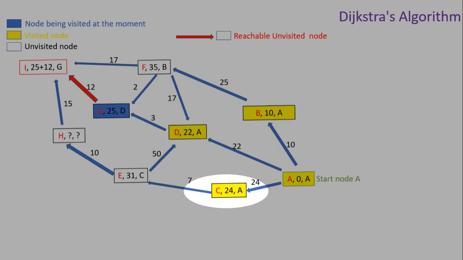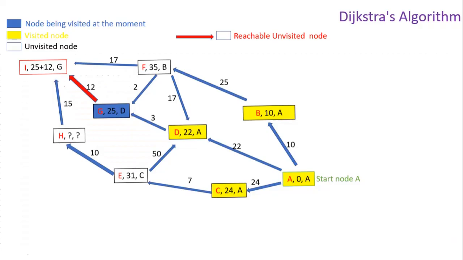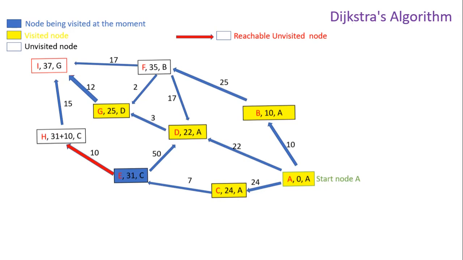Now we mark node C with yellow, and continue to visit G, because it has the smallest best cost of the unvisited nodes. From G we reach node I. We replace the best cost of it with the value 37, which is the best cost of G plus the edge GI length, and replace the previous node value with the node G. Mark G as visited. Now we are visiting node E, and processing node H. The best cost of H is unknown. We replace it with 31 plus 10 equals 41. And the previous node variable will have the value C.